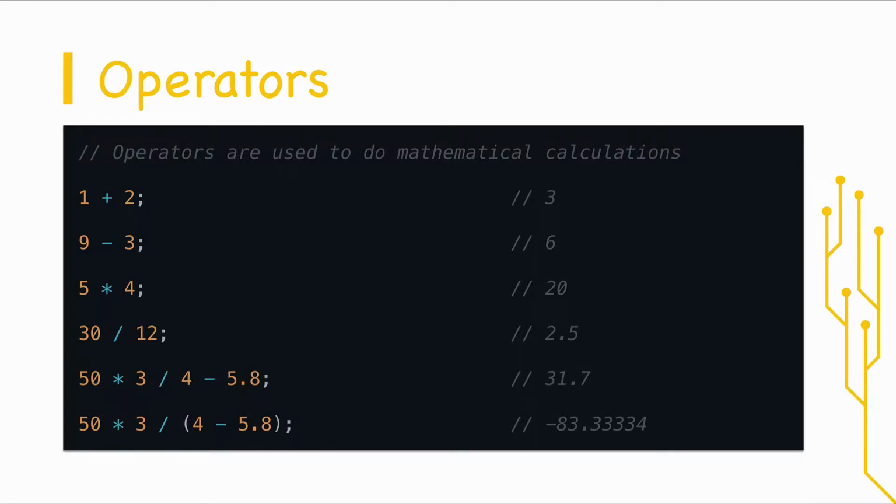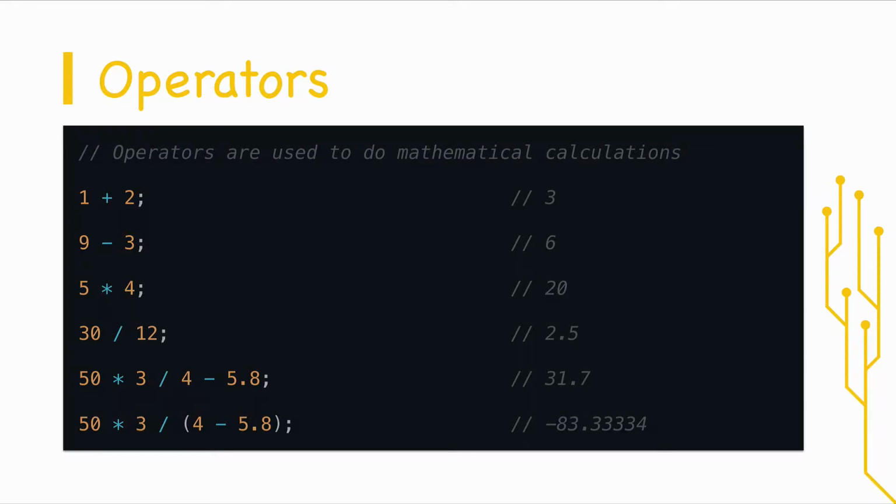So for example, we have the same expression as we had before, 50 into 3 divided by 4 minus 5.8. However, in this case, we don't want the division operation to be executed first. We might specifically need the subtraction operation to be executed first, so 4 minus 5.8. And we can do that by wrapping it up in a pair of parentheses. So instead of just having 4 minus 5.8, we have a pair of parentheses, and inside them we have 4 minus 5.8. And by doing that, we are specifically telling JavaScript to evaluate whatever is inside the parentheses first before moving on to calculations outside the parentheses. So in this case, the order of operations would be parentheses first and then everything else.